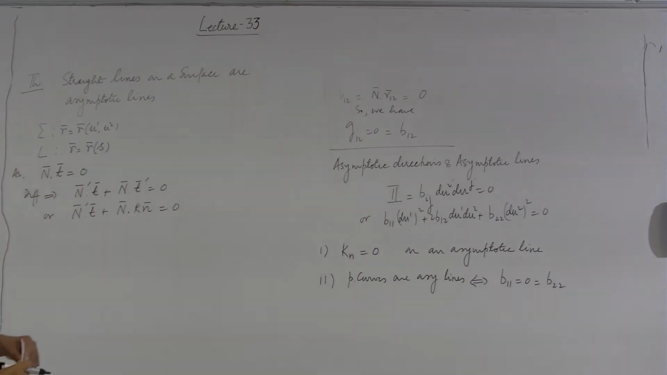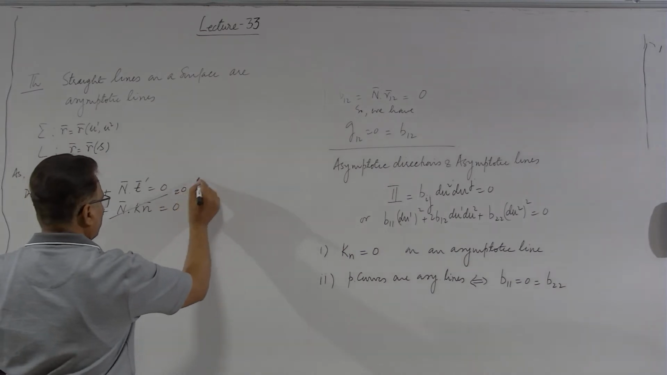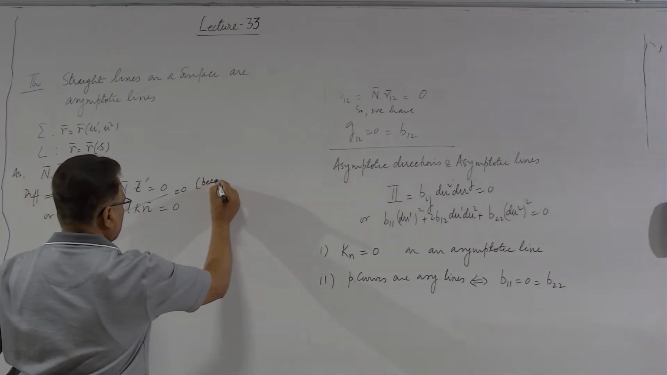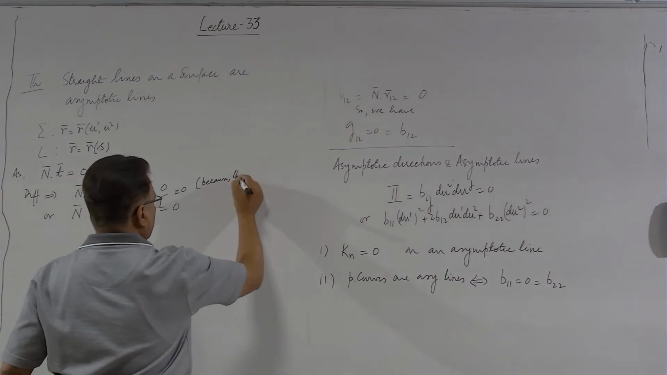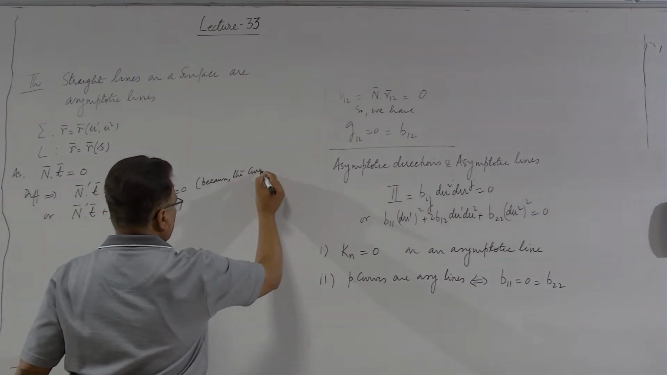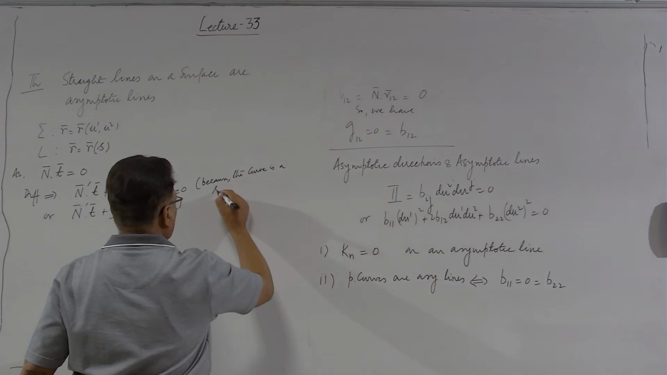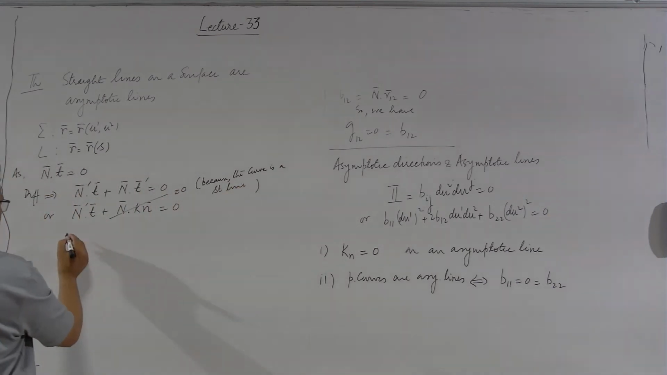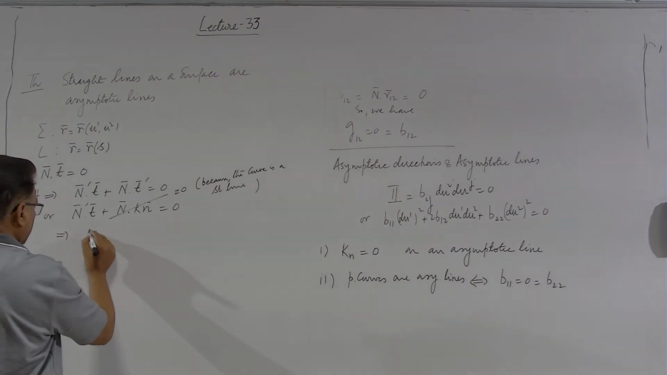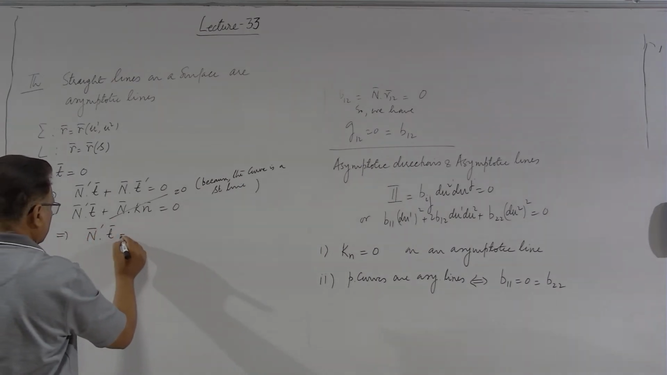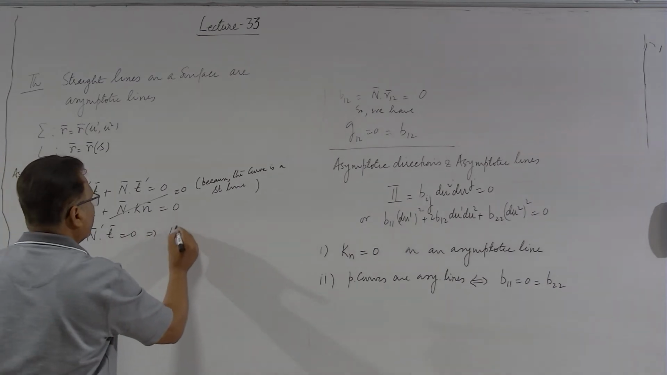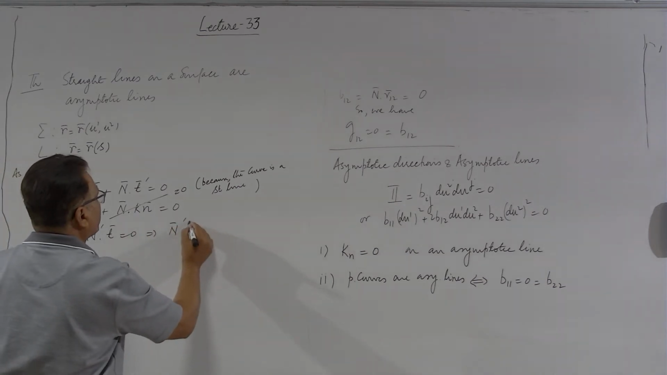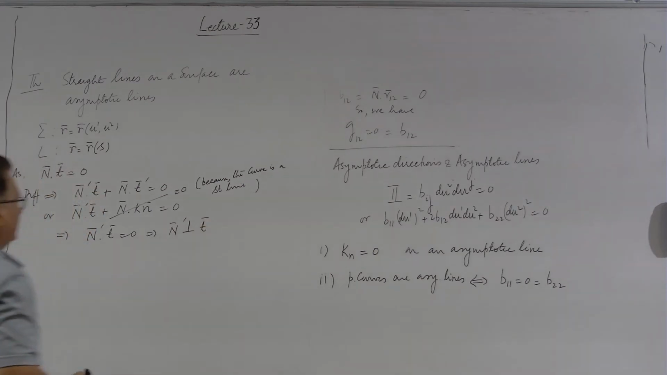Now, in the second term, since the curve is a straight line, curvature will be 0. So, this is 0 because the curve is a straight line. So, what you get is, this implies n dash dot t equal to 0, which means n dash is a vector which is perpendicular to t.